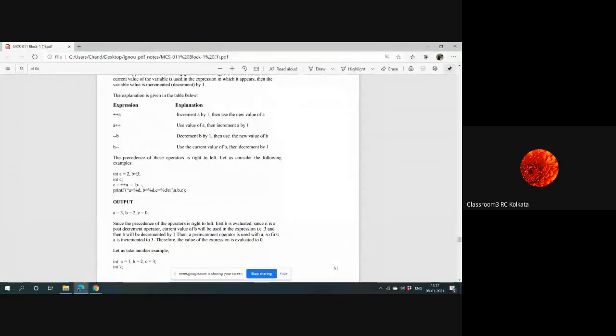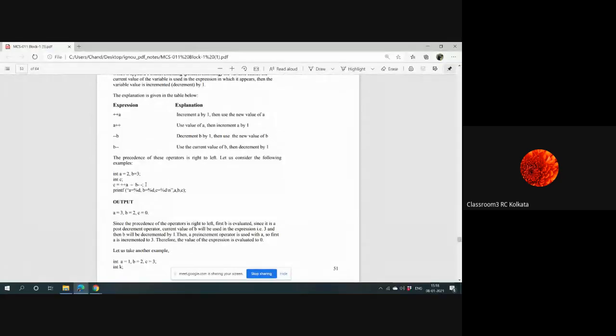So we can check in this sum. Look carefully. What is the value of a? It's 2. What is the value of b? It's 3. We have written c equals plus plus a minus b minus minus. Let me say it once: c equals plus plus a. So plus plus, what we told, is increment by 1, then use the value. So first, the initial value 2 will be incremented by 1. Plus plus means it increases by one. 2 plus 1 is 3. So plus plus a will be 3.